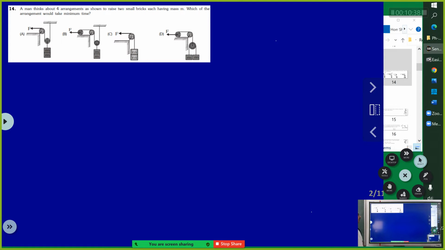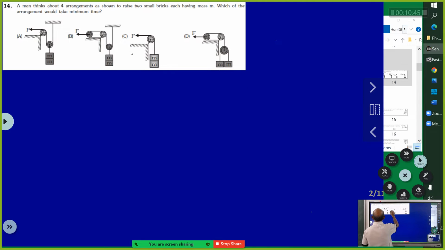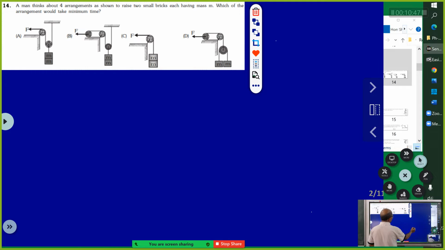Question, solve this. If it is not visible properly, you can tell me, I will make it big and small. God has given all this provision, so let's make use of that.